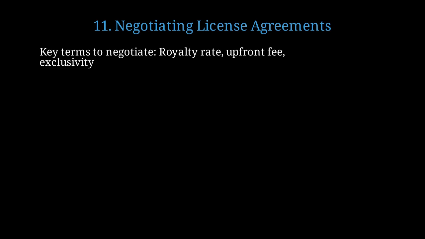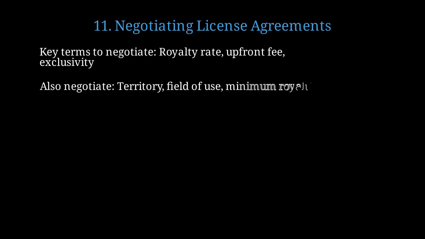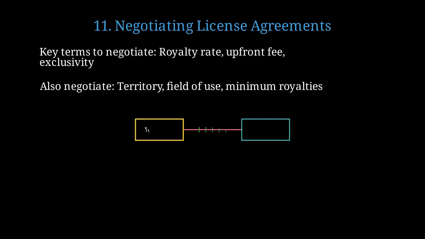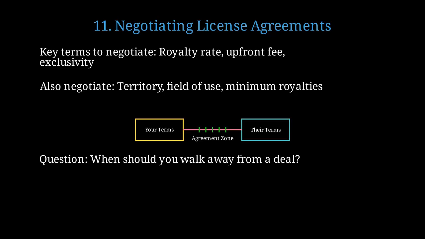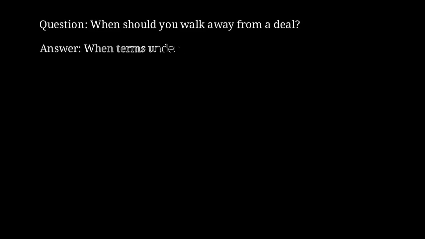When you find interested parties, negotiation skills become critical. The key terms you must negotiate include the royalty rate, upfront fees, exclusivity provisions, and sub-licensing rights. You should also negotiate geographic territory, specific fields of use, and minimum annual royalty guarantees. Successful negotiation finds the agreement zone where both parties' interests overlap. Start high, but be prepared to compromise. An important question: when should you walk away from a license negotiation? Walk away when terms significantly undervalue your intellectual property or when exclusivity clauses limit valuable future opportunities.